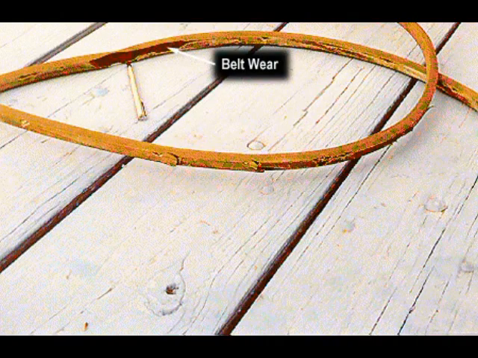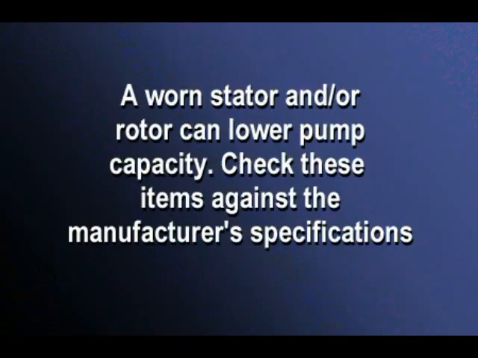Or, belts may be slipping. Replace old and worn belts. A worn rotor or stator is inefficient and can slow the flow. In this case, replace one or both. To check the wear of these items, disassemble the pump. Measure the crest-to-crest stator diameter and compare it to the manufacturer's specifications. Check the stator for gouging and the rotor for looseness.